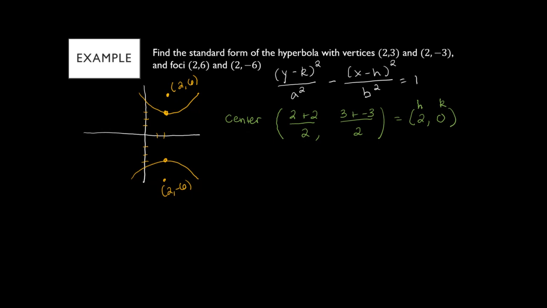Next step is to determine A and C. So A is this distance from the center here, 2, 0, to one of the vertices, doesn't matter which one, I just happen to pick the 2, -3. So that distance between those is going to be 3. A and C, we don't usually write them as negative. We're squaring them, so if it's negative, it's going to be positive anyway, but we usually take the absolute value, because we're talking about distance, and distance is always positive.